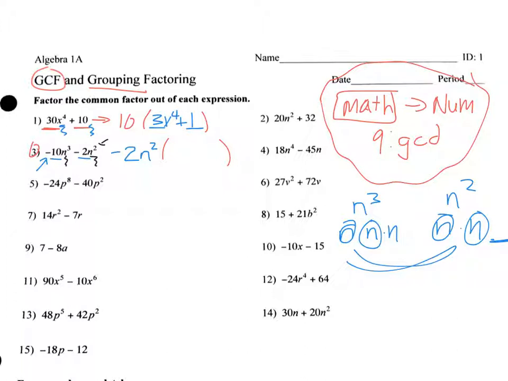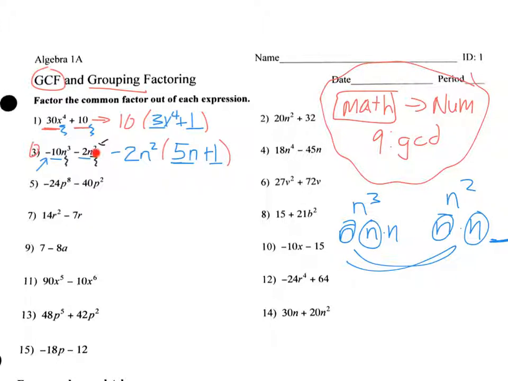Now we do reverse distributive. We ask ourselves again, negative 2 times what gives me negative 10? That would be 5. I started with what? N to the third right here. So if I take 2 of them out, how many n's does that leave? Well, that only leaves 1 n. Again, ask yourself, negative 2 times what, right here, will give you a negative 2, and that would be positive 1.